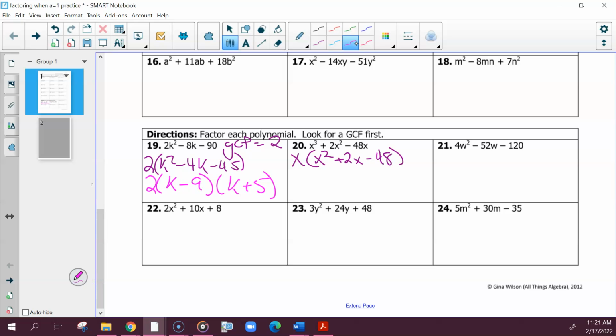Then we can look for 2 factors that multiply to be negative 48 and add to be 2. What would those 2 factors be? 8 and 6. Because we have a negative 48, we need one of them to be negative. Which one would be the negative? 6. We have x times x plus 8 times x minus 6.